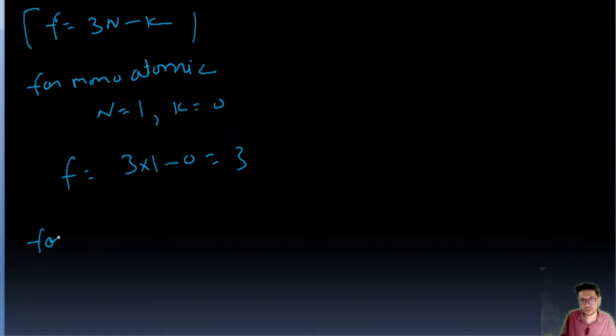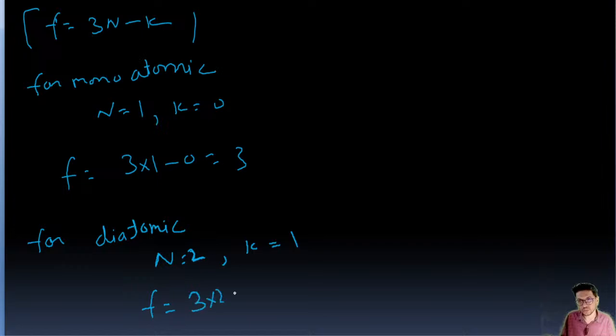For diatomic, n equal to 2, there are two atoms, and k is 1. So F is going to be 3 into 2 minus 1, so this is 5. These are at normal temperature. Okay, simple things. So this is for diatomic.